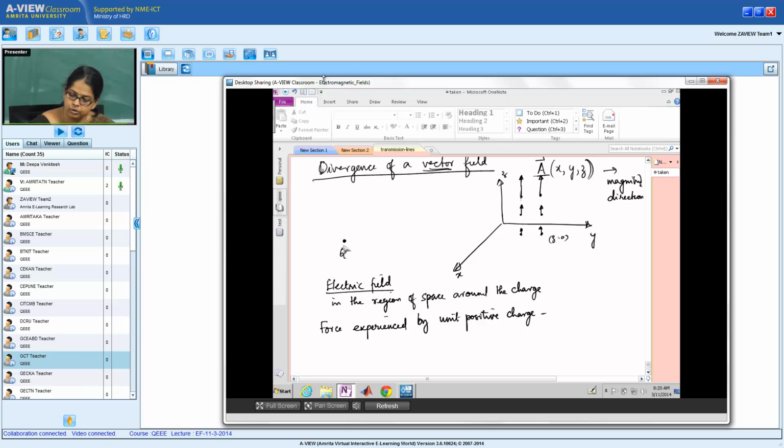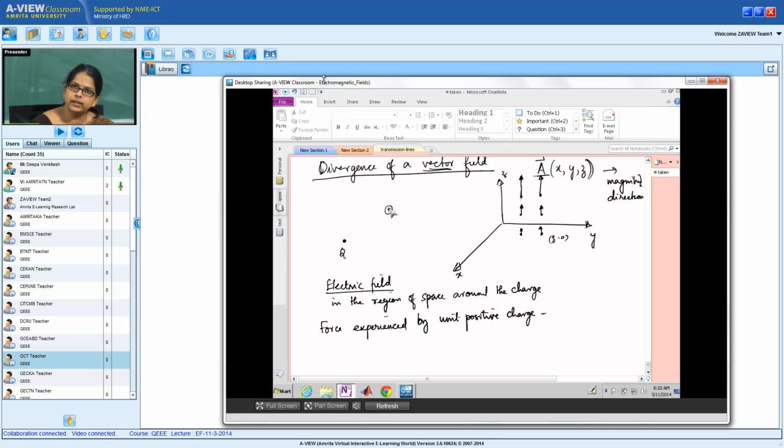This is the definition probably you have learnt in high school. Electric field due to this charge Q is the force experienced by a unit positive charge placed at that point. So I bring in a unit positive charge and measure the force experienced by this charge at this point. That force is going to tell me the magnitude and direction of the electric field. Because it's a force, it's a vector, it has to tell me the direction.